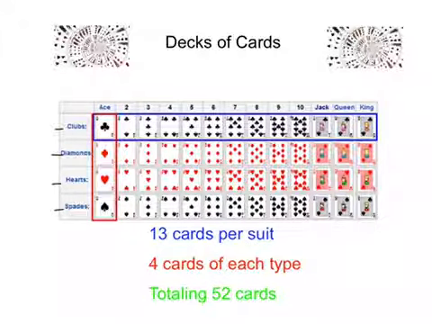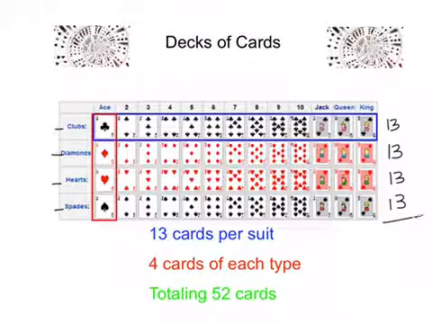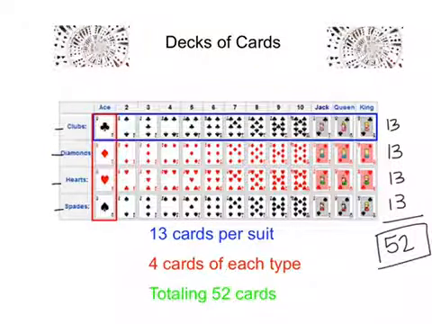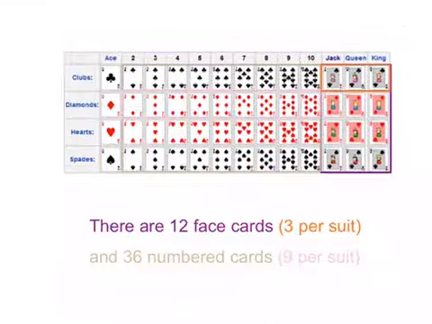I have 4 different aces, 4 different 2s, 4 different 3s. Basically what that means is there are going to be 52 cards total, because I have 13 cards in each suit. So I have 13 clubs total, 13 diamonds, 13 hearts, and 13 spades. And when I add those all up, I get 52 total cards. So that's what we're talking about for those.